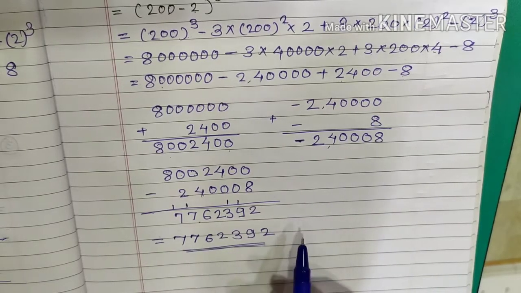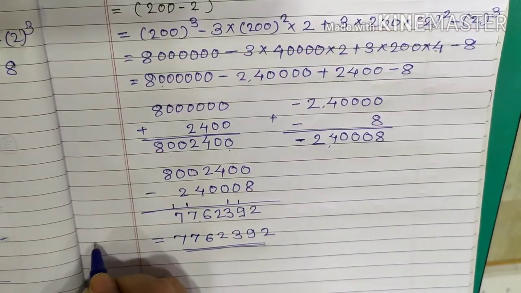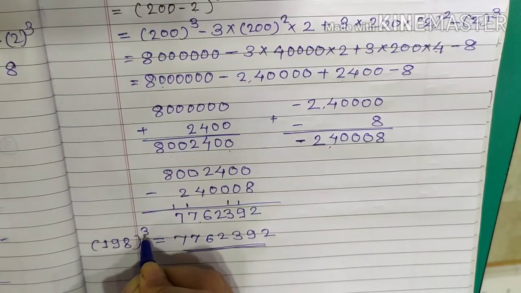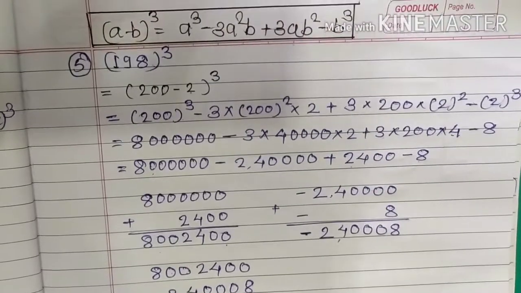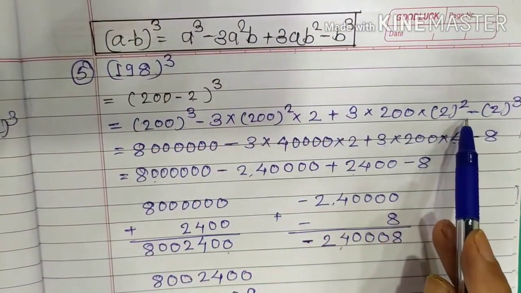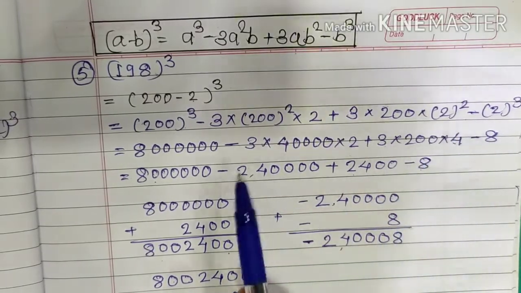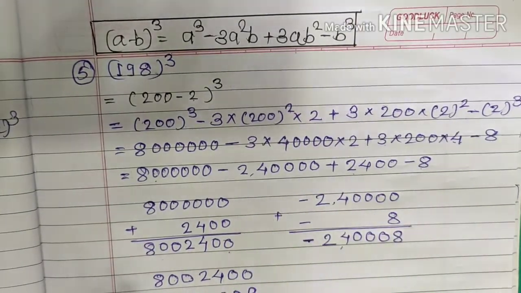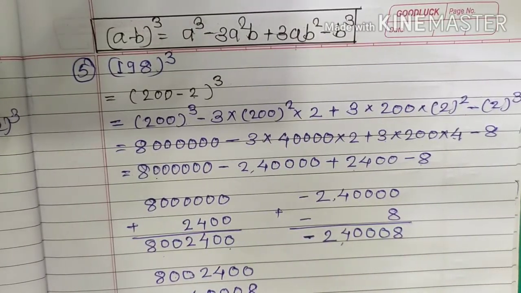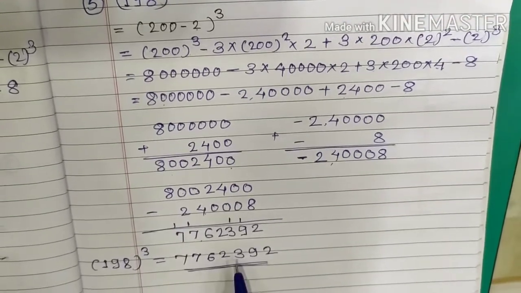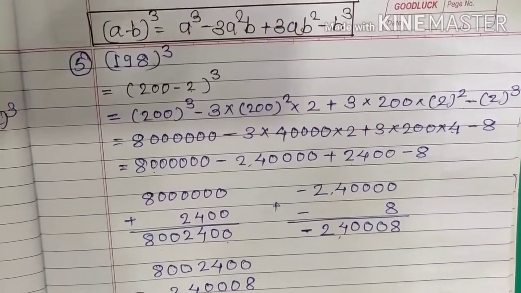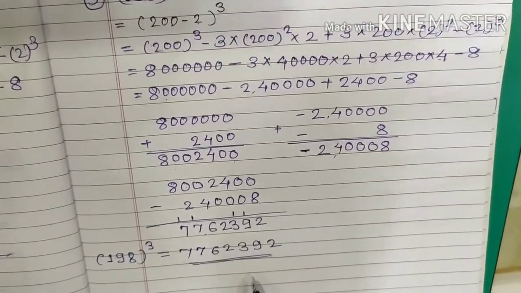So this is the value of 198 cube. By using this formula, we expand the given number, we make multiplication and then also the addition and subtraction, and we get this answer. So carefully you make this and find out the value of the given number.